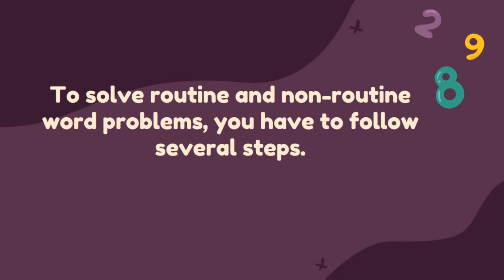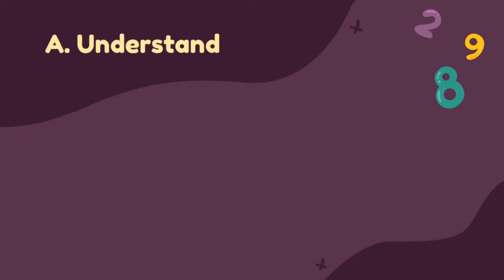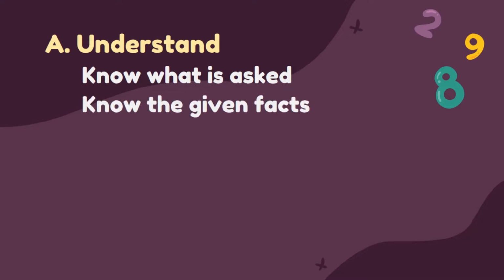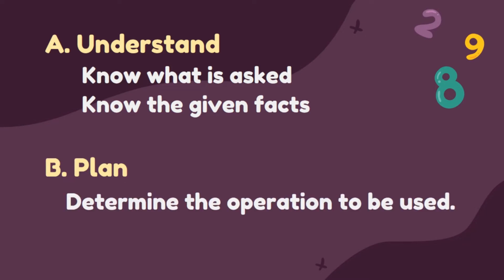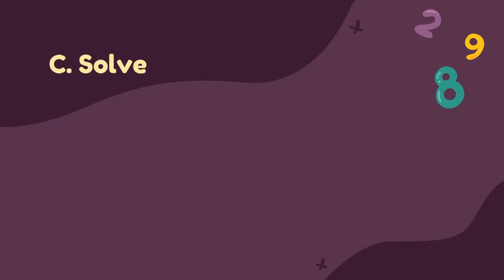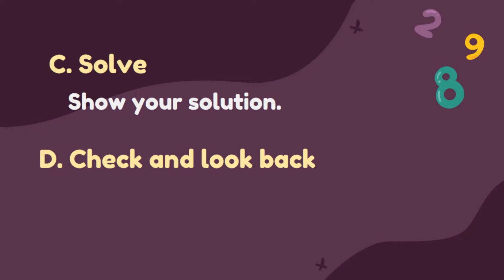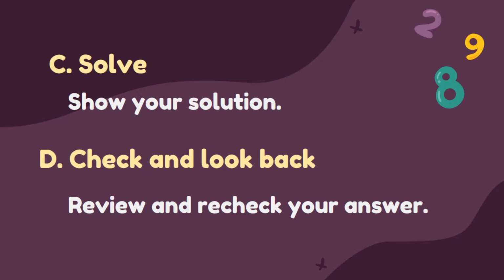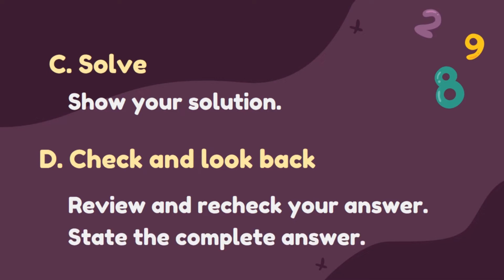To solve routine and non-routine word problems, you have to follow several steps. First is to understand, know what is asked, and know the given facts. Second, plan. Determine the operation to be used. Write the number sentence. Next is to solve. Show your solution. And last, check and look back. Review and recheck your answer. State the complete answer.